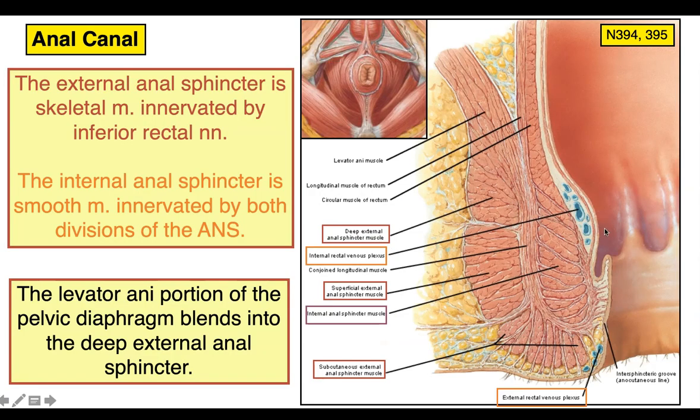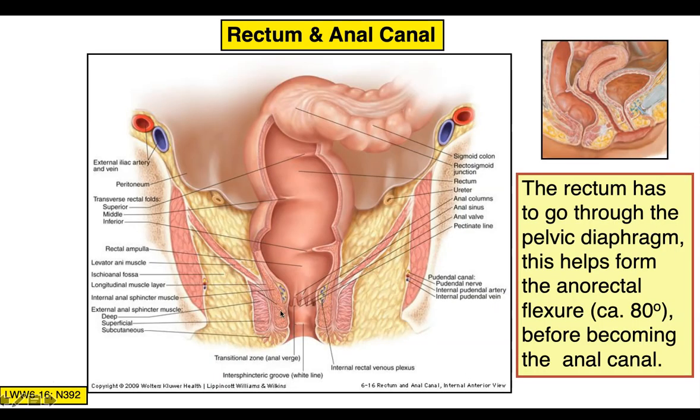So this is a larger view. You can see these are the anal columns. This is the anal valve, and here above the anal valves are the anal sinuses. So the upper part of the anal canal has the anal columns, anal valves, and anal sinuses.